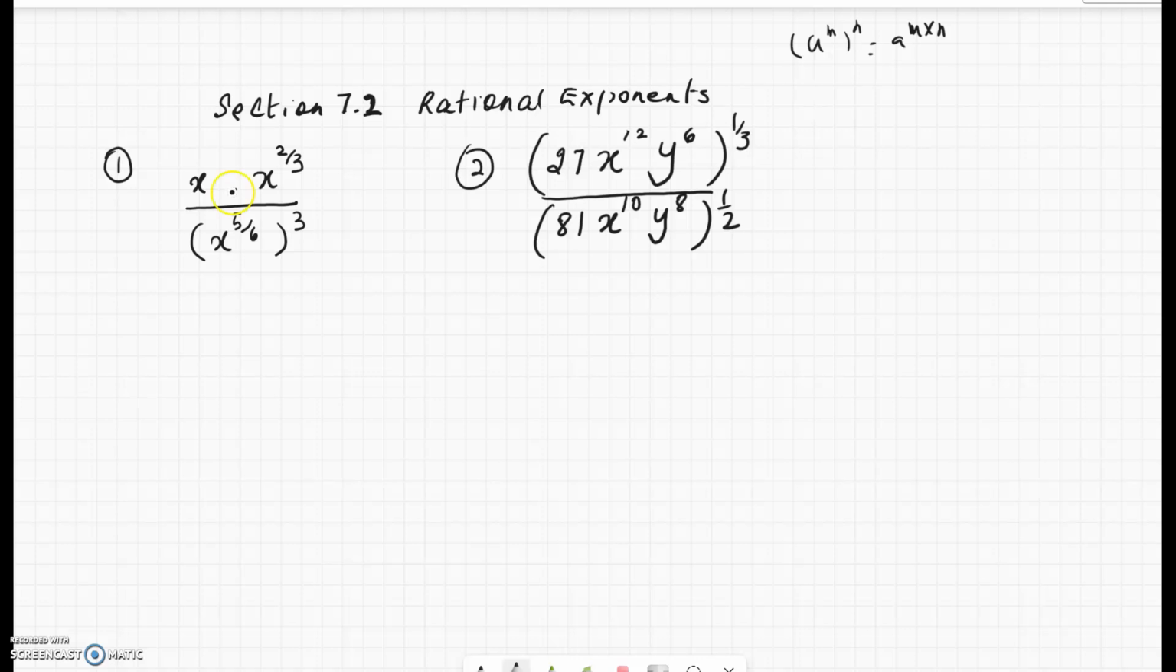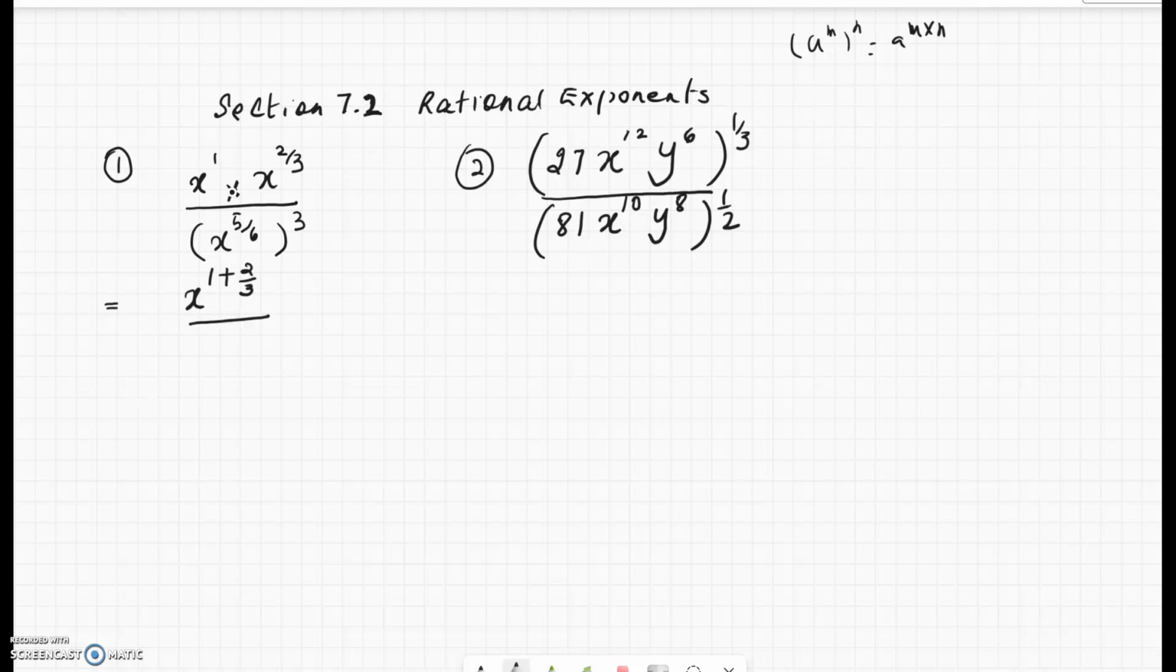So you have a numerator and a denominator, and always simplify the numerator completely, simplify the denominator completely, and then see what you can do with the numerator and the denominator. So this is x to the 1 times x to the 2/3, which is x to the 1 plus 2/3. Add the exponents for multiplication.